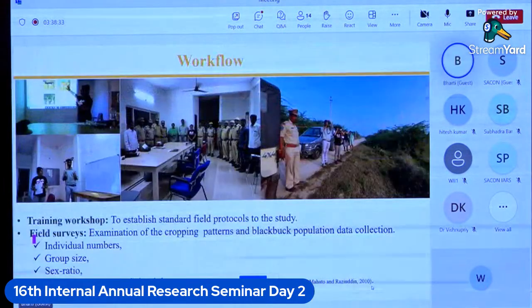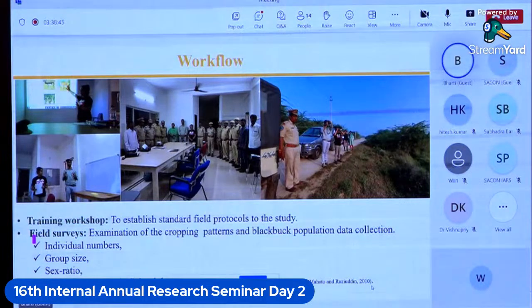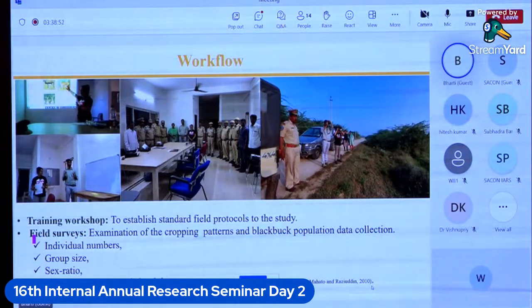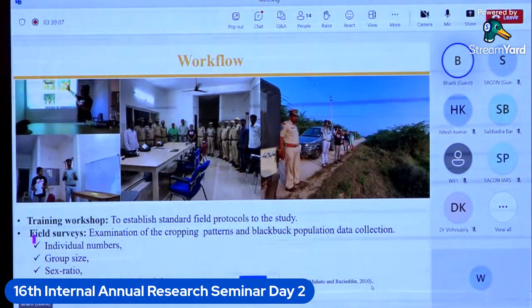Understanding the background of the study, we undertook this pilot study to understand the population parameters of blackbuck and, in addition, to suggest some measures that can mitigate the human-blackbuck conflict in the area. Before initiating our fieldwork, we conducted an intensive training workshop in Narayanpet district for the forest officials, where we standardized the protocol for field surveys. After completing the training workshop, we started the field survey, which helped us examine the cropping pattern, and we also started to collect population data for the blackbuck.